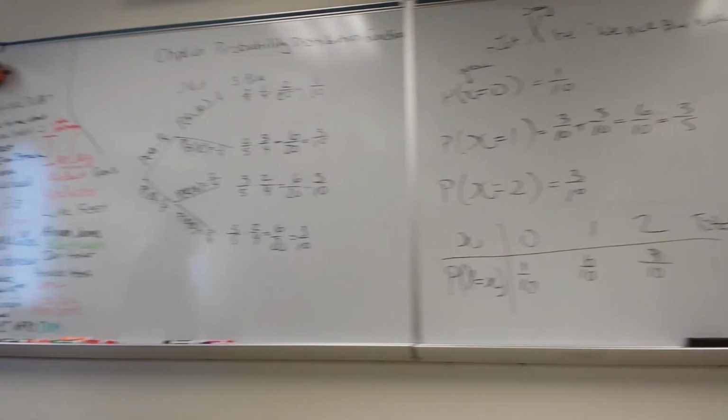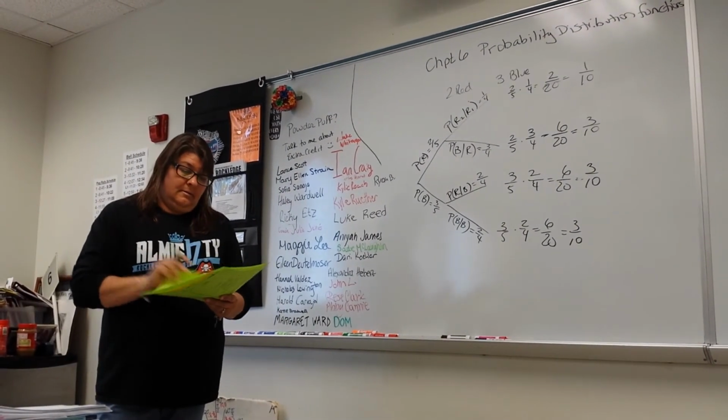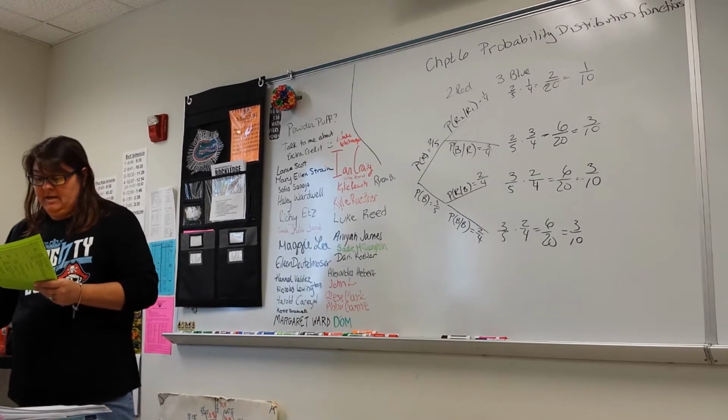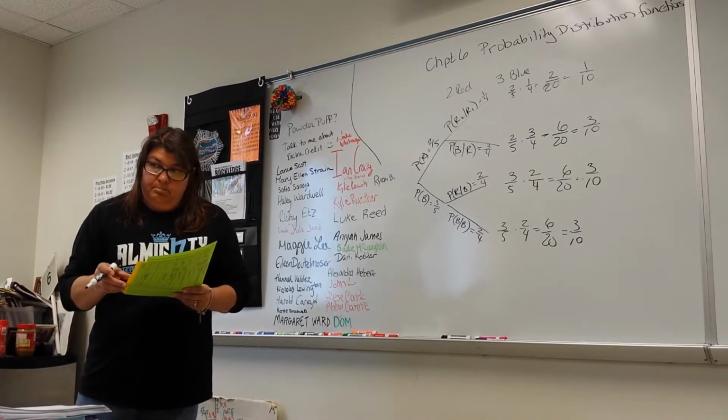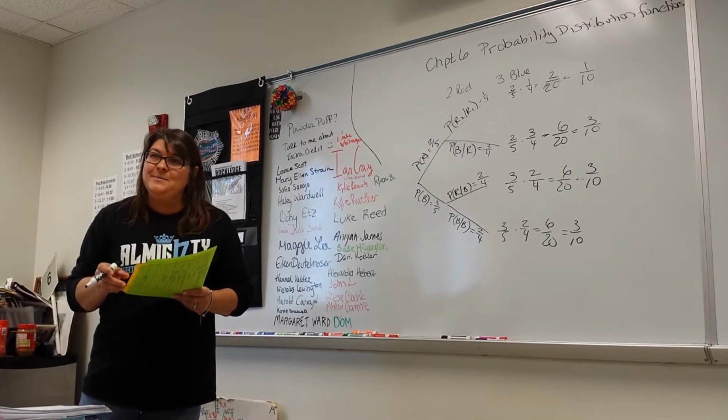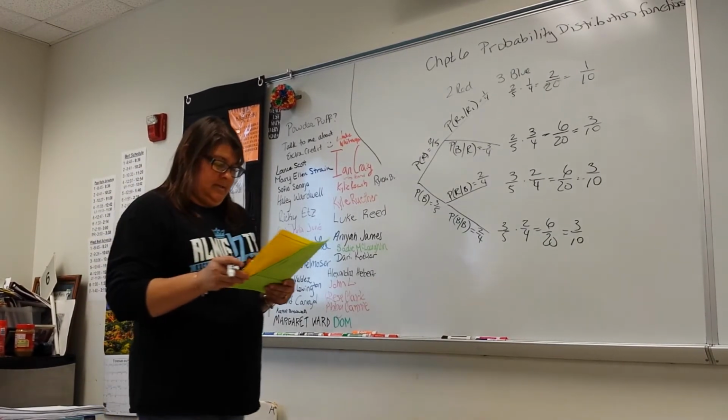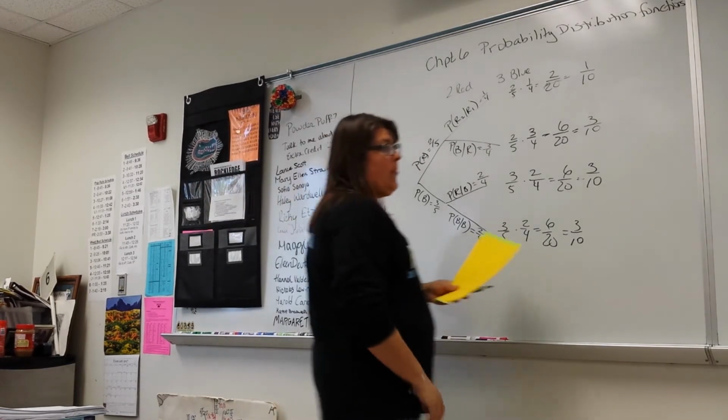What do you think so far, probability distribution functions? It's really, I like the diagram, so it's not bad at all. Would there ever be at least one blue marble? Will there ever be that? Yeah, we're going to talk about that too. Good question. So that would be, if you add the 1 and 2, it would be 9 tenths.